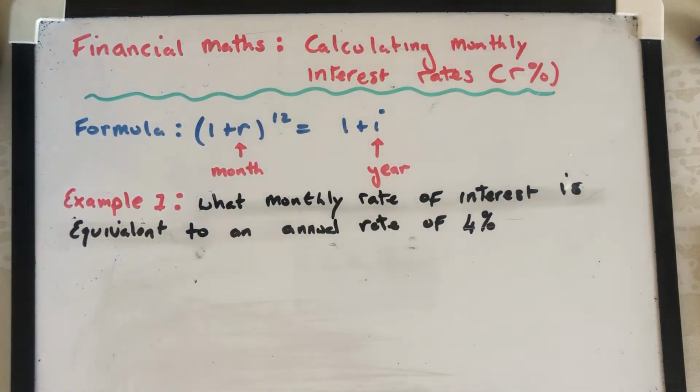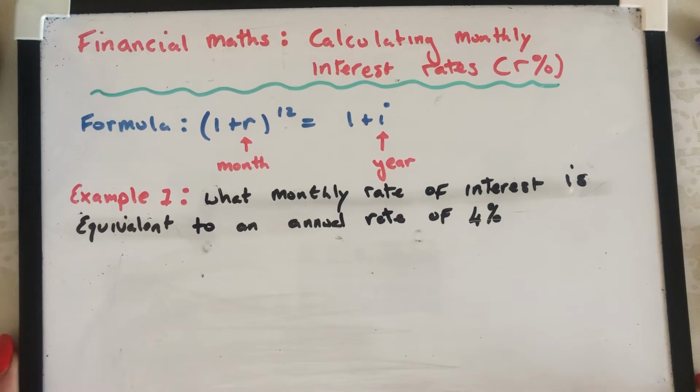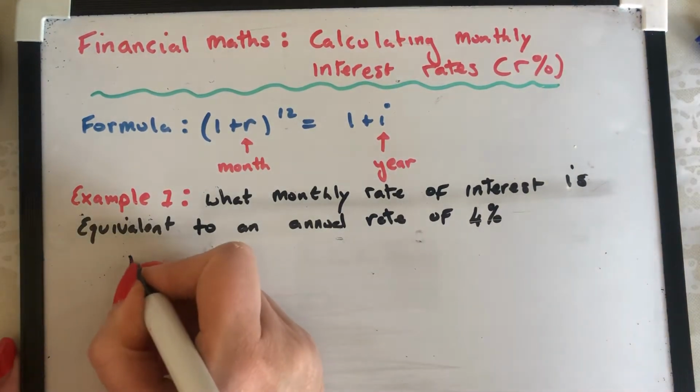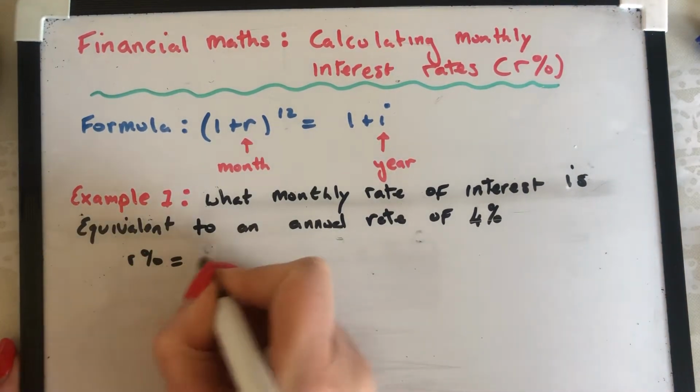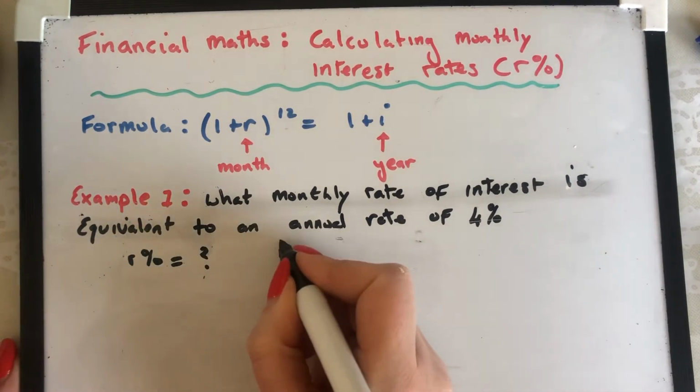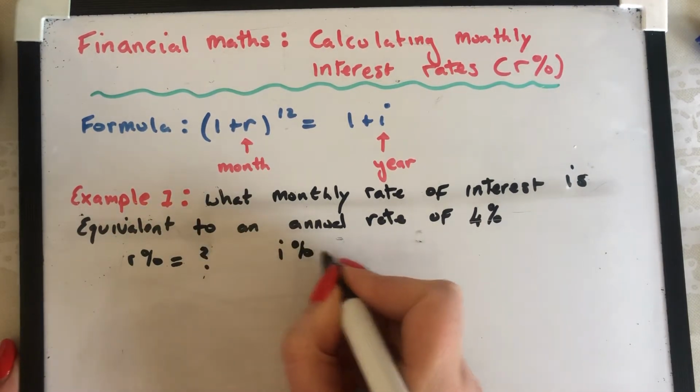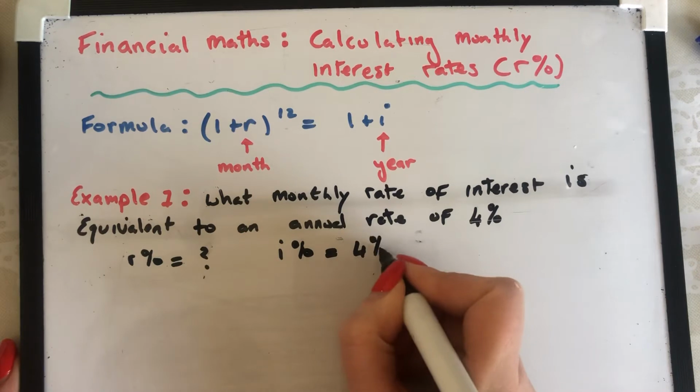So let's begin by looking at example 1. What monthly rate of interest is equivalent to an annual rate of 4%? So we're going to start off by identifying which is R and which is I. We're looking to find R, which is R%, so let's put a question mark on that. And the I, the interest rate, well, we know that is 4%.